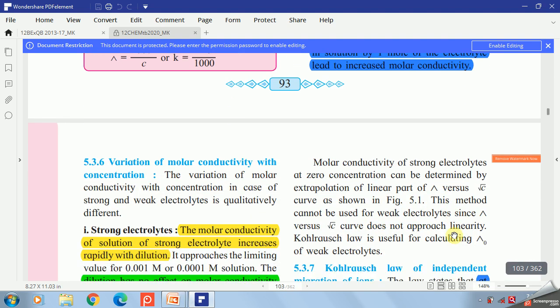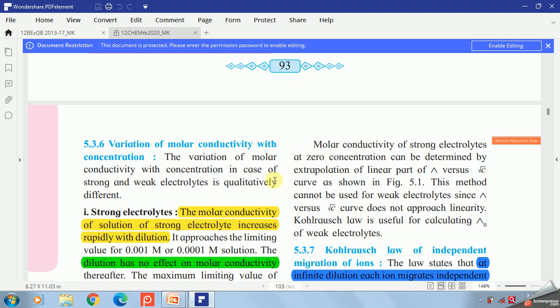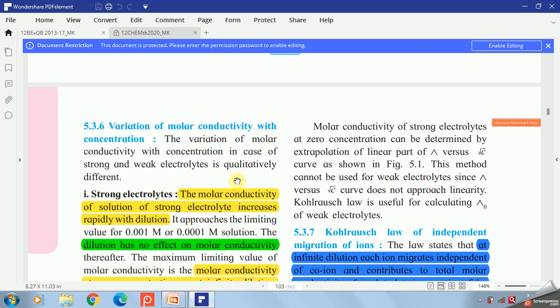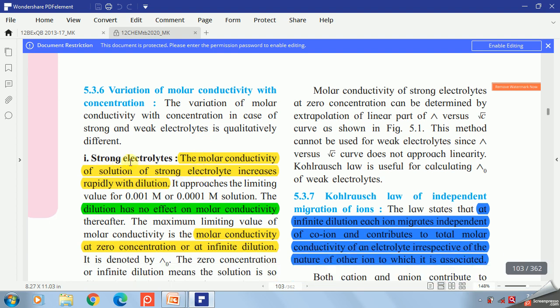Now variation of molar conductivity with concentration. In case of strong and weak electrolyte, that we have to discuss, and there is a difference in their conductivity. Strong electrolyte means the electrolyte which gives a large number of ions in aqueous solution, while weak electrolyte gives a small number of ions in aqueous solution, if we take water as a solvent, on dissociation or ionization. So first one, strong electrolyte.